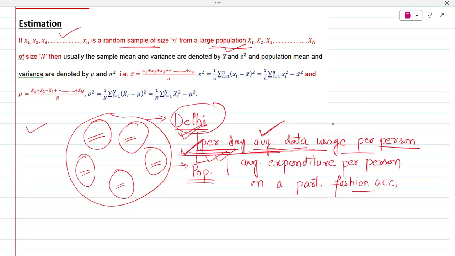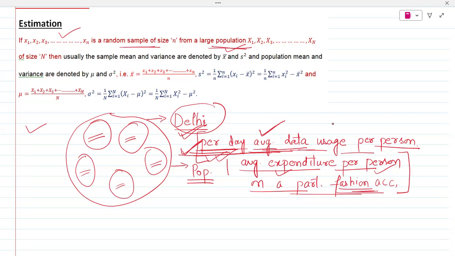I am the owner of this big fashion accessory brand, and I want to launch a new store, or a series of new stores, in Delhi. So obviously, for that, I need the average expenditure of any citizen of Delhi on this particular fashion accessory.